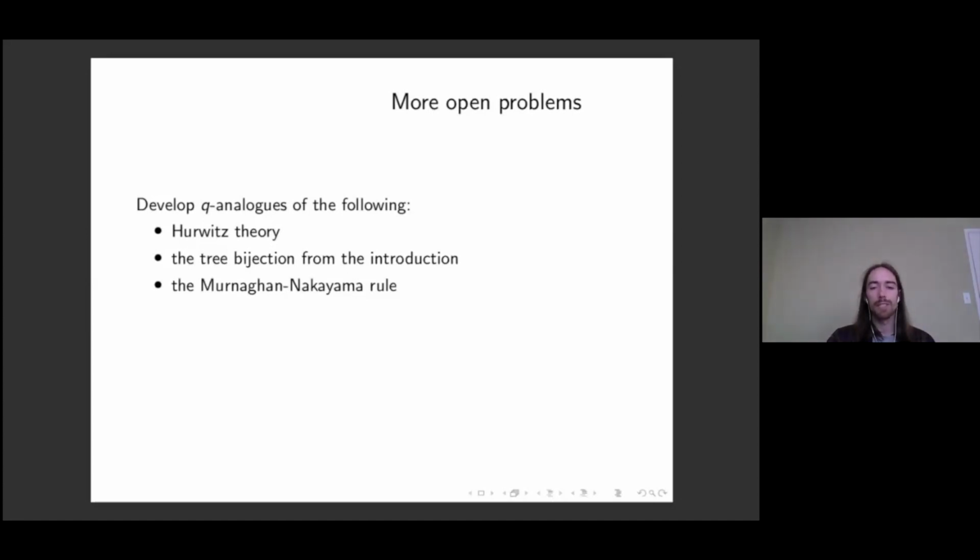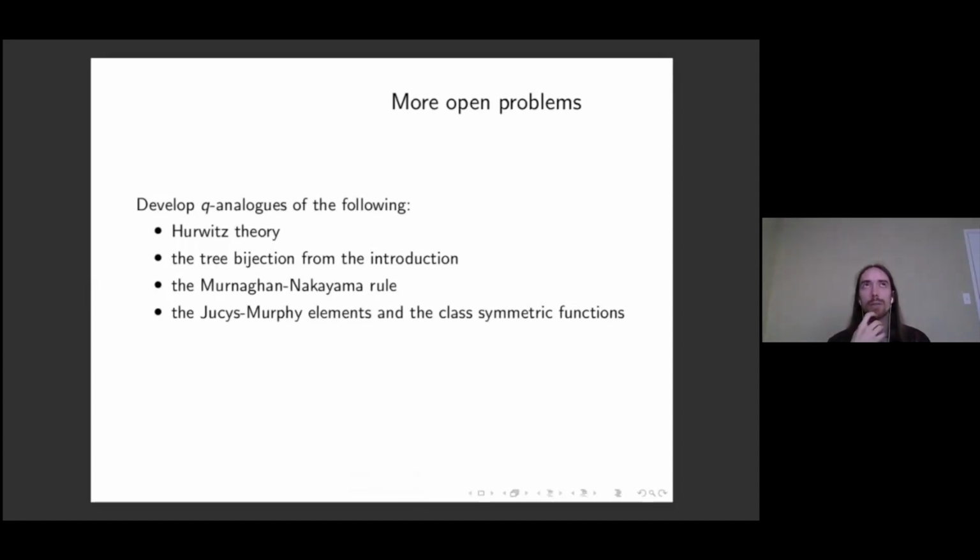That would be cool to see some more combinatorics going on there. Yep, and last but not least, and I got an interesting email about this recently, the Jucys-Murphy elements are these elements in the symmetric group algebra that have really nice properties and allow you to approach the character theory of the symmetric group in a new, different way.